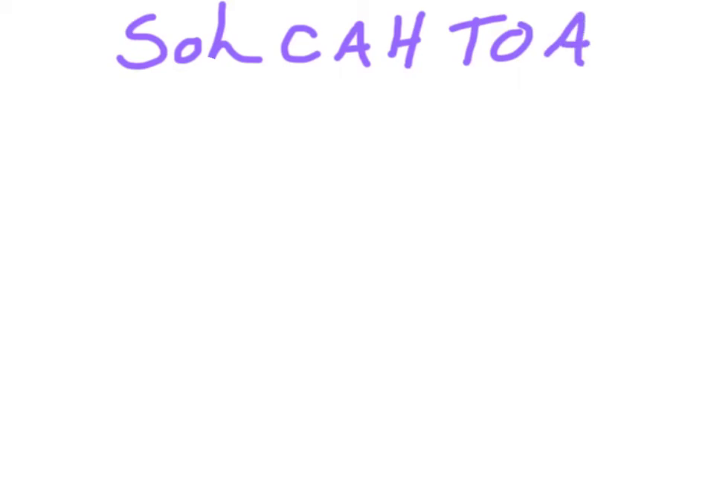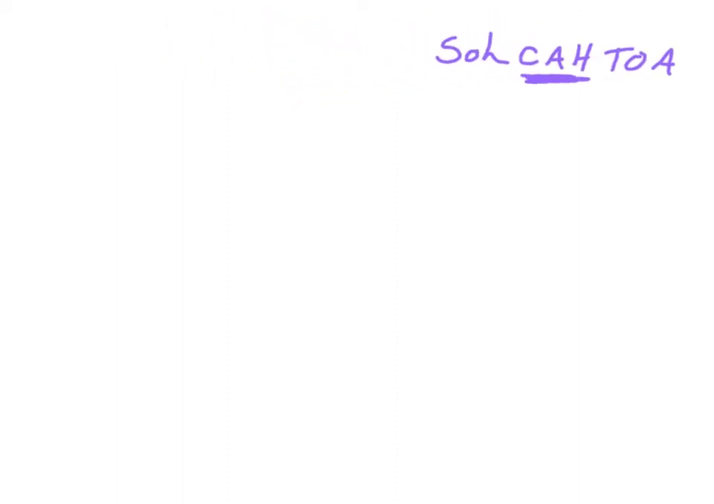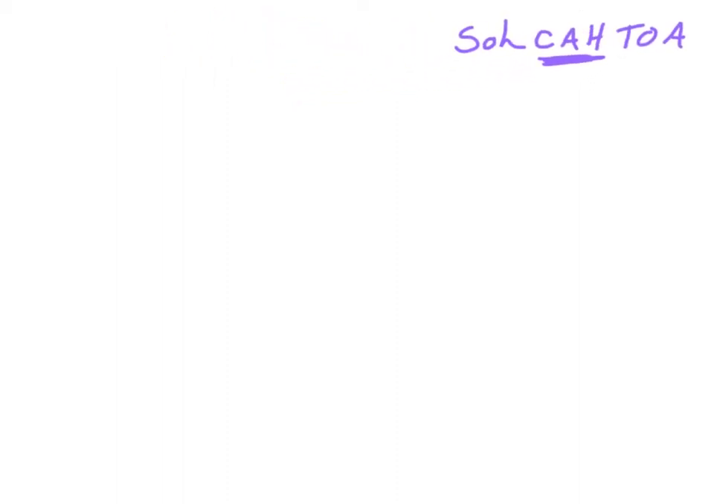Okay, so I feel like I can start moving a little bit quicker again. We're dealing with the same SOHCAHTOA, but now we're going to start focusing on the CA portion. So let's move this out of the way. So now we're dealing with the CA portion. Okay, that deals with the cosine.